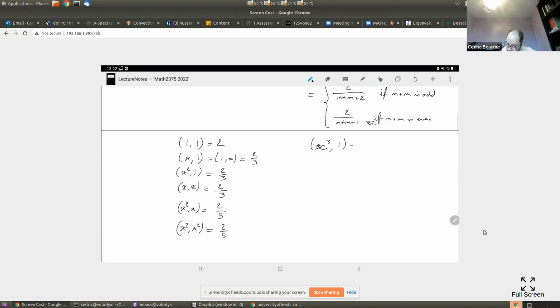So x cubed and 1. Again, we're in an even case. The sum is 3 plus 0... the sum is 4, sorry, the sum is 3, and we get 2/5. Then we have x cubed and x squared. Wait, did I say odd in the previous case? I meant even. Now the sum is odd, so it's 5, and we get 2/7. And the last term that we're interested in is x cubed with x cubed. Now we have an even sum, and we get 2/7.